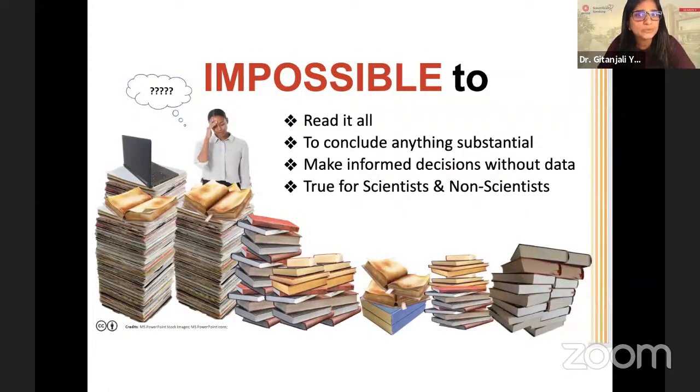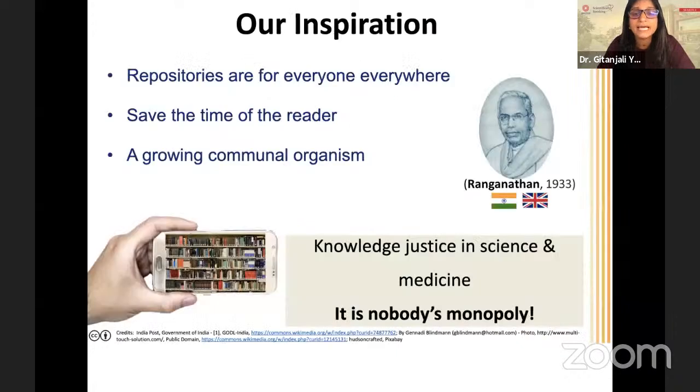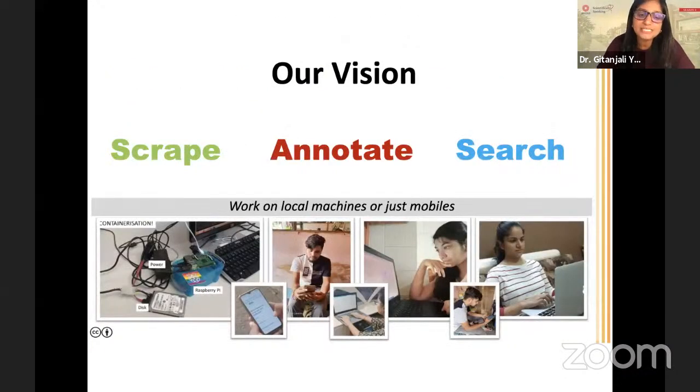Well, those of you who are students already know that when your teachers give you too much homework without realizing that homework is not just in this subject, but other subjects also, you can't read it all, and you can't conclude anything substantial even if you do read it all, and you can't make informed decisions without proper data. This is true for scientists also, and therefore we follow what the great mathematician and librarian from India, Sri S.R. Ranganathan, had said way back in 1933, that knowledge is nobody's monopoly. We should have the right to read everything, and we should have the right to be able to extract knowledge from published literature.